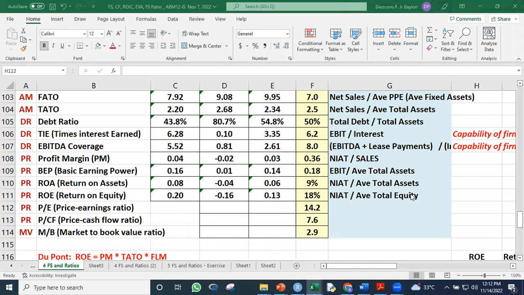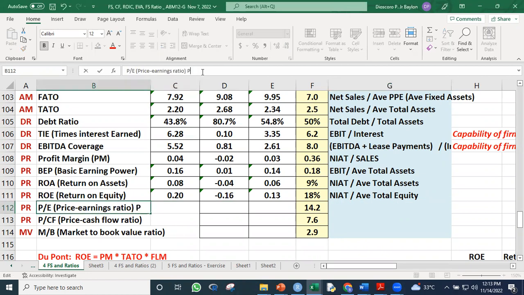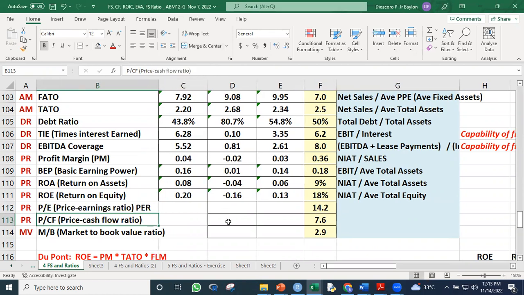No problem. Okay, next. Sige, kayo na mag-research. Tawag dito per, no? PER. Price earnings ratio. So, others call this as the PER. Okay, what's a formula for PER, class?